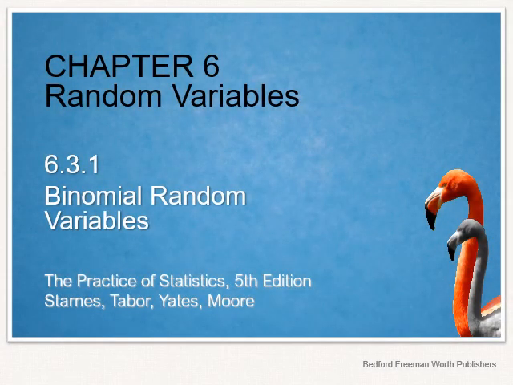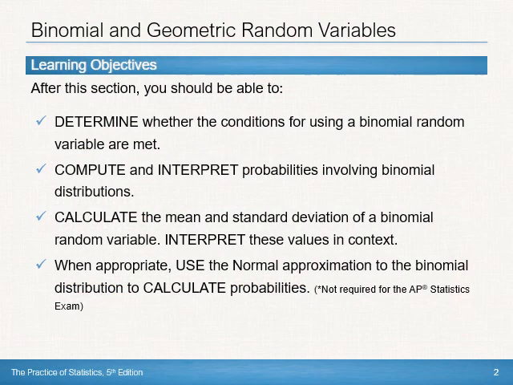All right, this is the first part of section 6.3. We're dealing with binomial random variables. In the last sections, we were dealing with random variables, but now we're dealing with a very specific type of random variable called a binomial random variable. And we're going to figure out what conditions need to be met so that we know we're dealing with a binomial random variable.